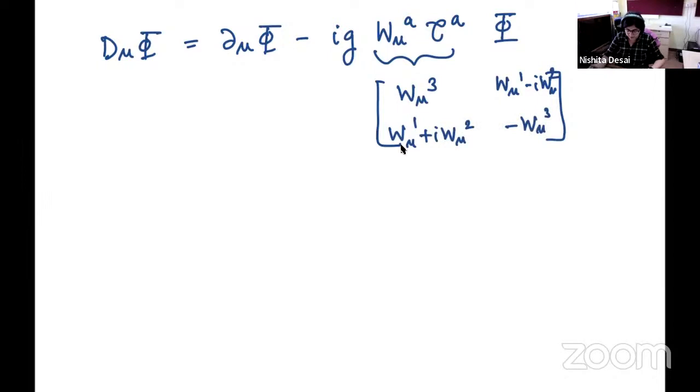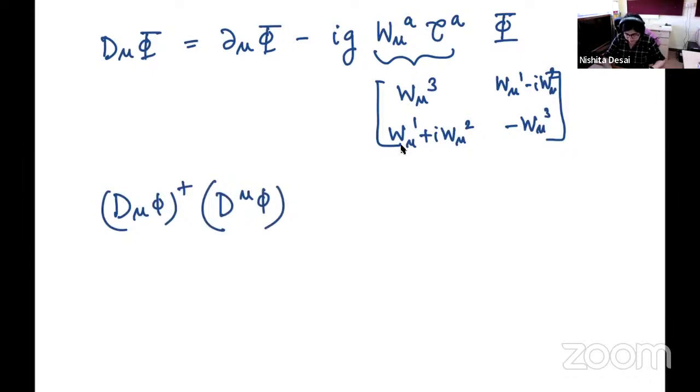Okay, so we're going to simplify a lot and not look at all the terms that come. So we want to look at del mu phi dagger, del mu phi, right? This is the term that we want to look at. So we can see already that multiplying the first terms will just give you the del mu phi kind of term.